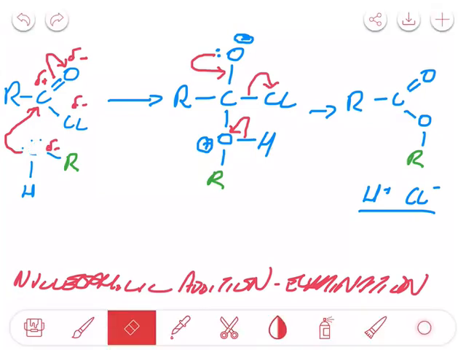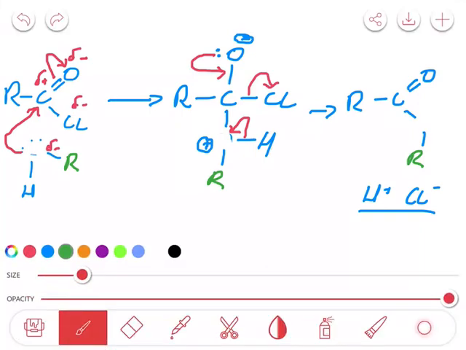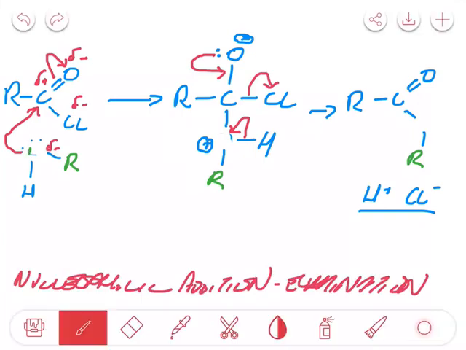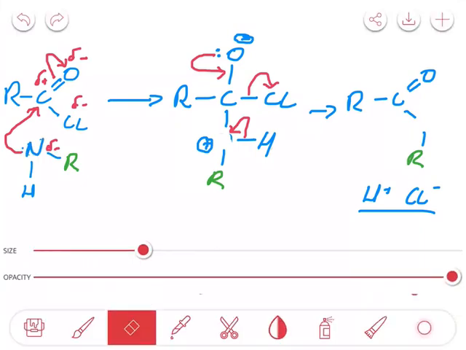So I'm going to try and get rid of the oxygen from there, and get rid of that oxygen there. And what I'm going to put in its place is a nitrogen.